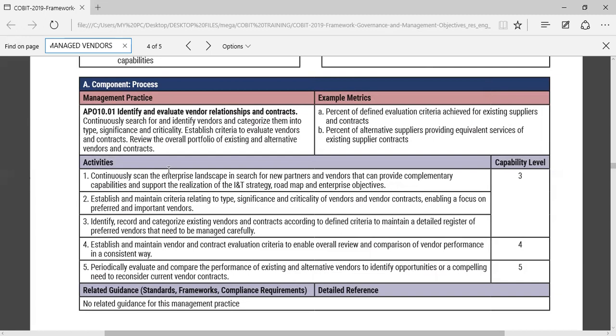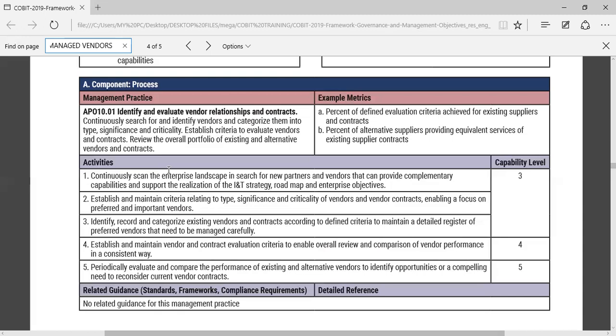Number 2, establish and maintain criteria related to type, significance, and criticality of vendors and vendor contracts, enabling the focus on preferred and important vendors. So you need to have process ranking, vendor ranking, and ranking of vendor contracts, so that you know the contracts, vendors, and processes you are going to give the utmost attention to as an organization. That is very important.